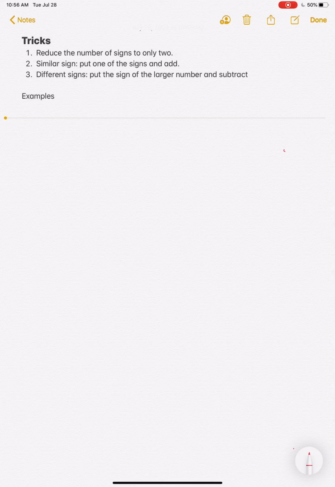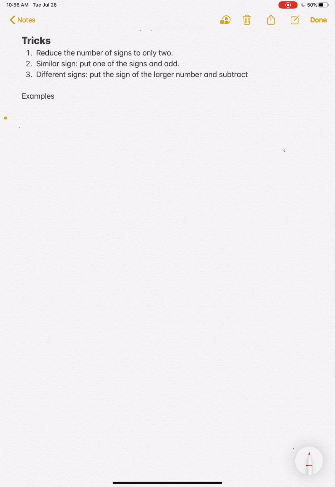Today I'll explain the addition and subtraction with positive and negative numbers. Tricks. The first trick is to reduce the number of signs to only 2. And the second one, in case of having similar signs, put one of the signs and add. And the third trick, if we have different signs, put the sign of the larger number and subtract. I'll explain the tricks in the following examples.